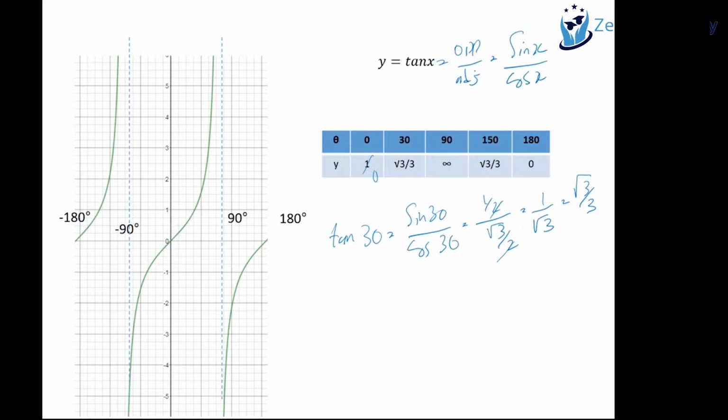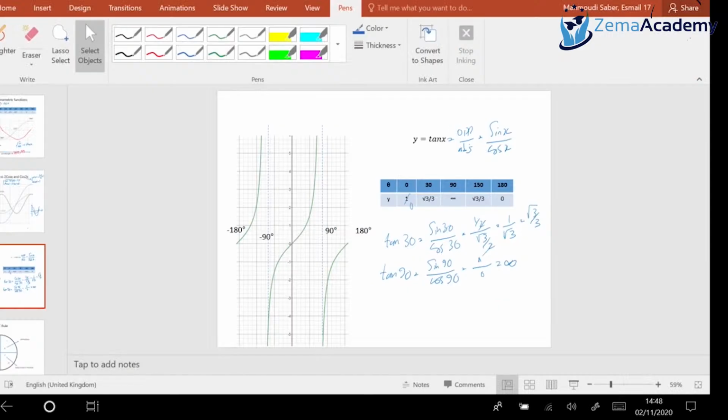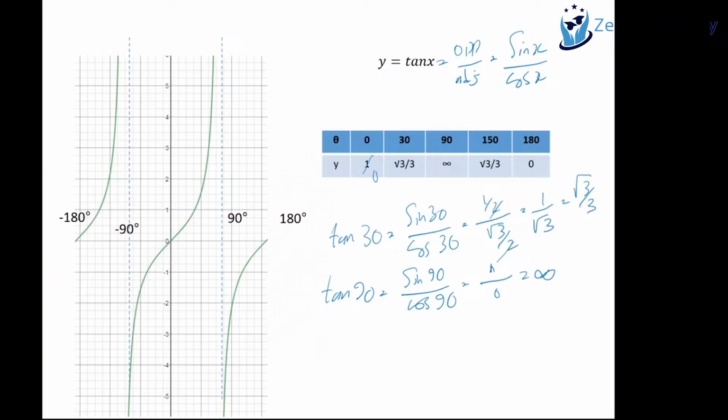But tangent 90, I need to calculate tangent 90. It is sine 90 over cosine 90, which would be 1 over 0, which is infinity. So you remember, any number divided by 0 is infinity. So I'm going to see a sharp increase close to the point 90. Suddenly from 80 to 85 or 85 to 90, my number is going to increase sharply from 50 to maybe 1000 or 10,000 or an infinite number.